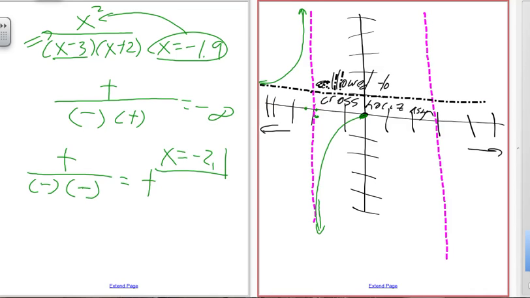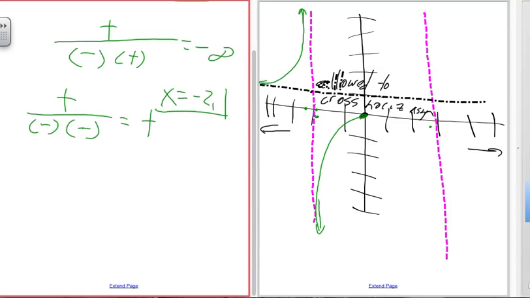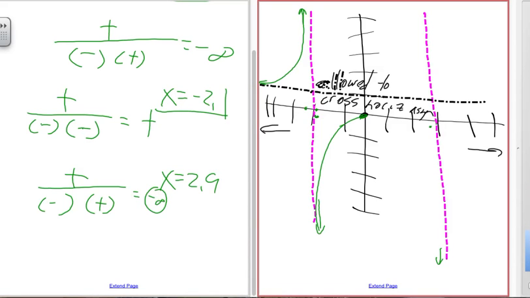So now I need to figure out my behavior around here. So I'm going to pick a point just over here. So let's pick a point where x equals 2.9, which is a little bit off, and I plug it back in. So 2.9 squared is a positive. 2.9 minus 3 is a negative. And 2.9 plus 2 is a positive. So it goes to negative infinity. So I know I'm going to go back down here. So what happens is this thing comes up, and if you remember, this was x squared on the top, which makes sense, and so it's just going to bounce off and then come back down here. Okay? So now I've got this.